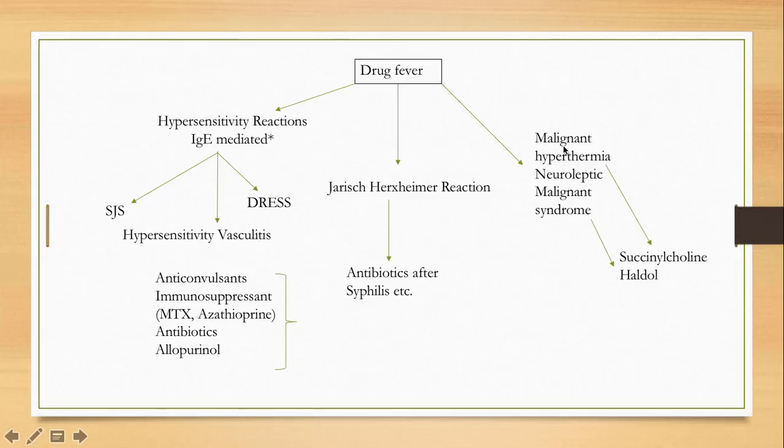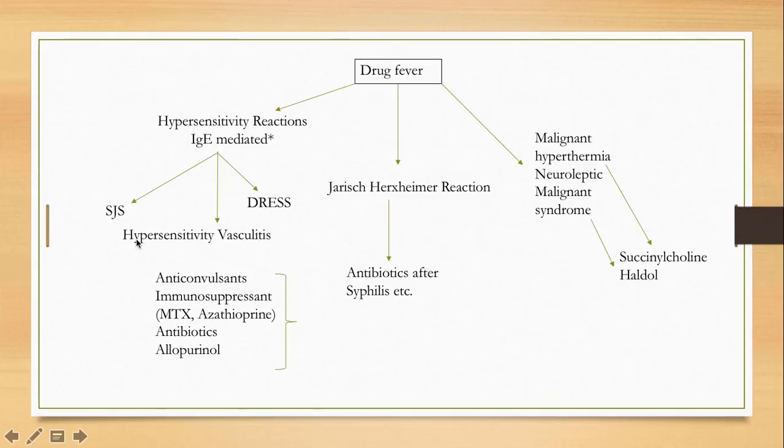The next is malignant hyperthermia and neuroleptic malignant syndrome. These are fevers caused directly by the medicine. So this is not an immune mediated reaction. It's not necessarily a toxin mediated reaction. This is direct drug related fever. So the drug actually causes the hyperthermia. Haldol or haloperidol is one very commonly used drug that will cause neuroleptic malignant syndrome. That's why we try to be very careful when prescribing it. And then succinylcholine can also cause malignant hyperthermia. In both cases, of course, you will discontinue the drug and then try to cool the body.